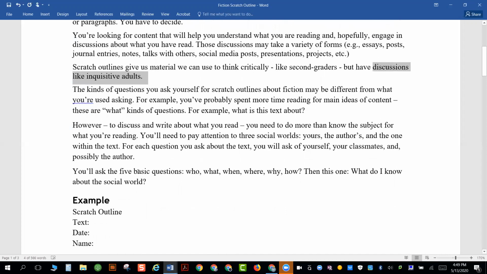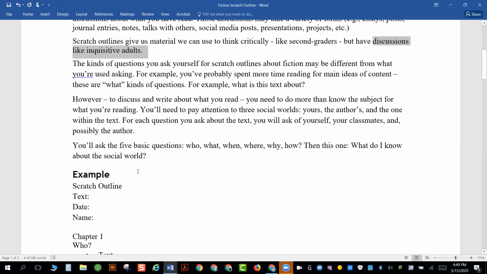To discuss and write about what you read, you need to know more than just the subject. You're going to pay attention to three social worlds: yours, the author's, and the one within the text. The one within the text is the most important one because that's where we start. How we interact, our world, is the second most important one. And believe it or not, the third most important social world is the author's. So we don't want to engage with these texts from the angle of, this is what I think the author meant.